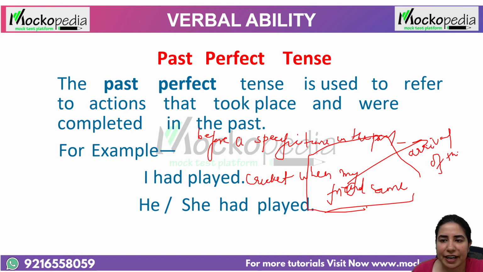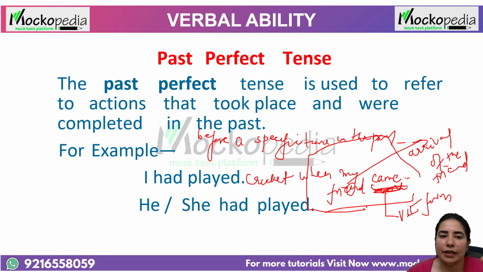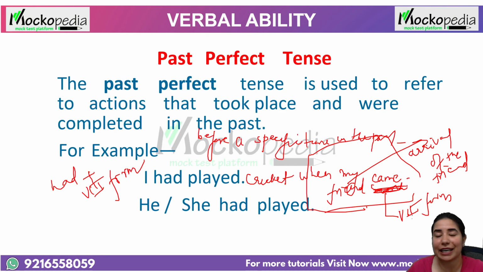Arrival of the friend. And you have to keep this in mind that it is usually the verb second form. So came. So if you can see, maybe I should write it better. Friend came. That's what I'm trying to write here, right? So an action that completed before a specific time in the past. Formula we have already discussed, had plus verb third form. So you can make some notes and then we will move to the last category of the past.